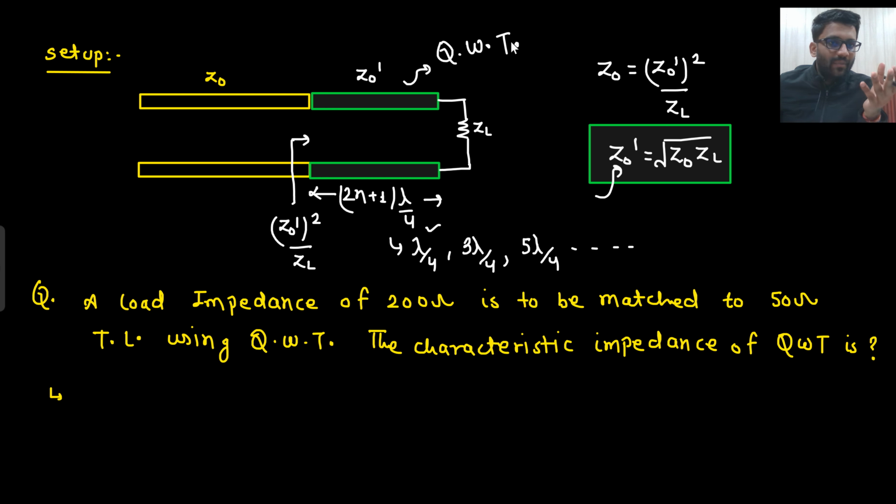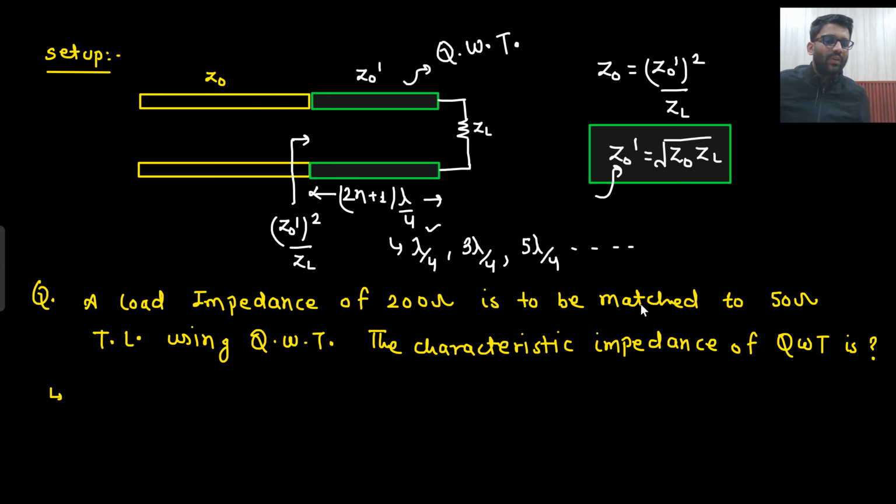Why that happens, how we do it, that process is also clear to you, right? Z node should be matched to ZL. What did I do? In between I inserted another transmission line having Z node dash as characteristic impedance. My load is ZL. So input should be equal to Z node dash square by ZL. So Z node dash should be equal to under root Z node into ZL. So this kind of question can be asked in the examination.